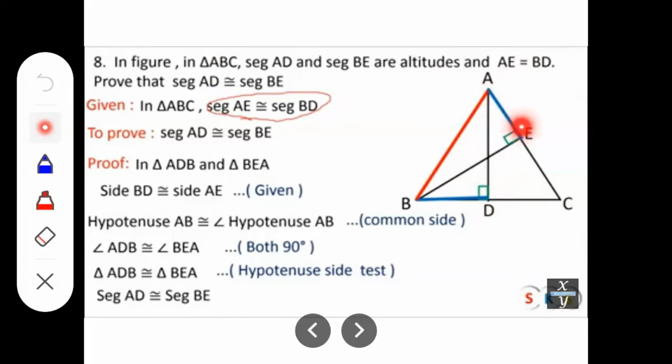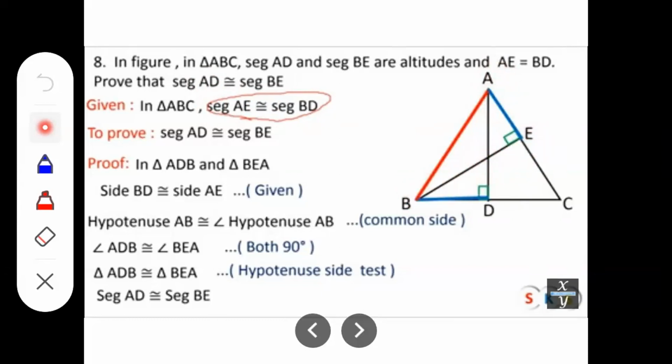This AE equal to BD. The blue lines, those segments are congruent to each other. That is given. Now we have to prove segment AD congruent to segment BE. Those altitudes we have to prove congruent. AD is congruent to BE.